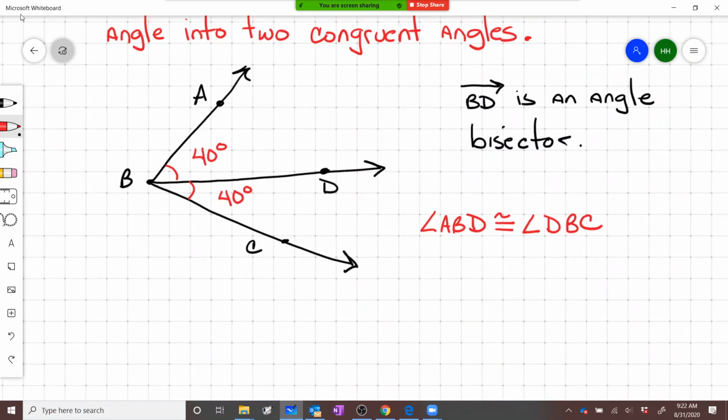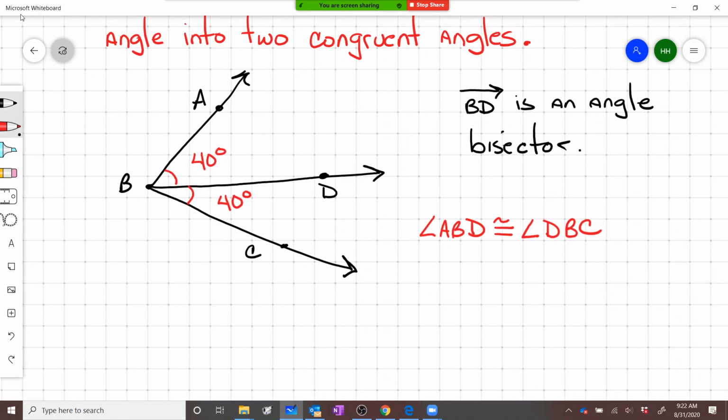And if that's the case, then watch, you see this lowercase cursive m right here? That means the measure of angle ABC would be equal to what? The measure of angle ABC.